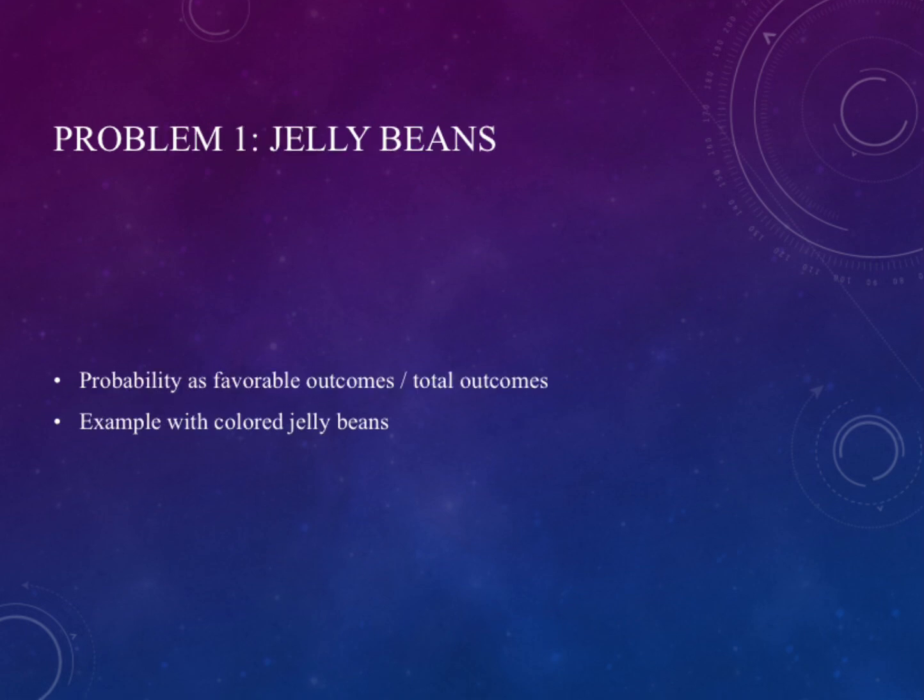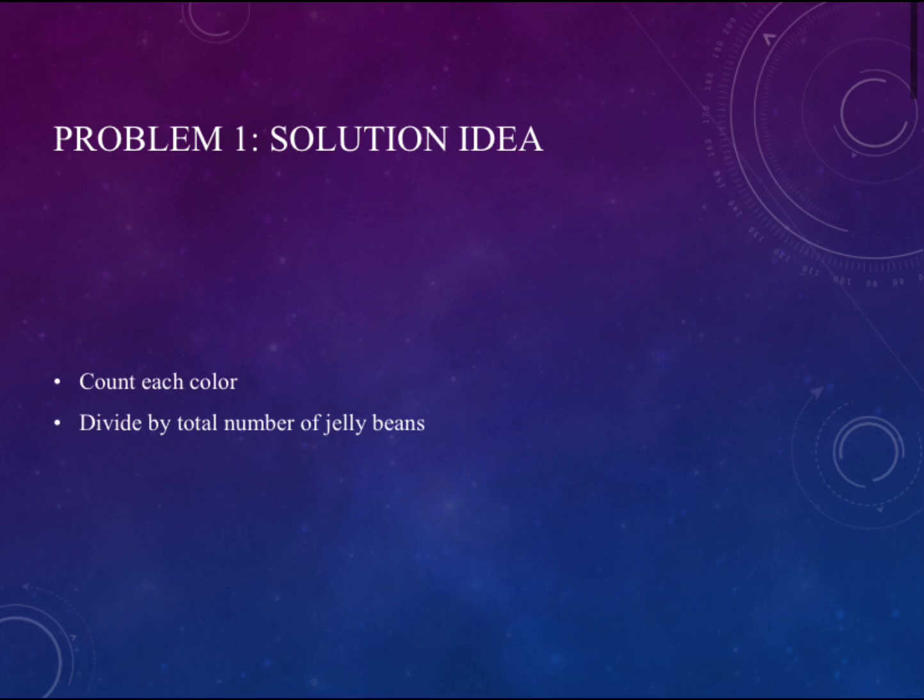In the first problem, we have a jar with jelly beans of different colors. One jelly bean is chosen at random. Each color represents a possible outcome. To find probability, we divide the number of jelly beans of one color by the total number of jelly beans. The general formula for probability is very simple. Probability equals favorable outcomes divided by total outcomes.